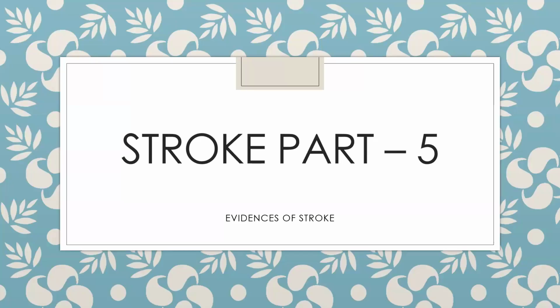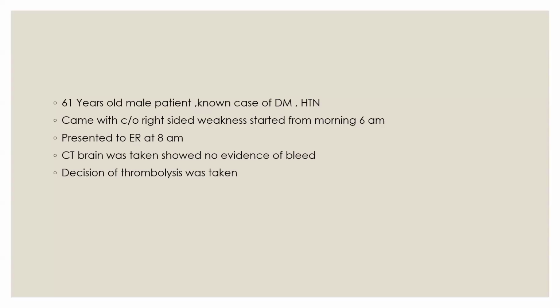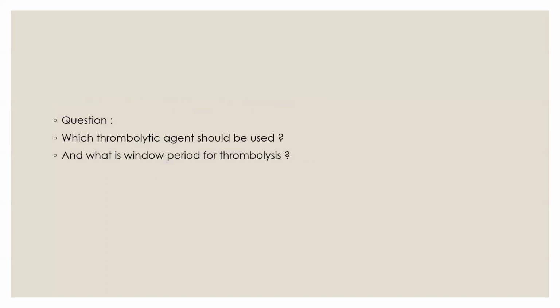Hello, everybody. Today we are going to discuss the evidence on stroke. We have this 61-year-old male patient who was a known case of diabetes mellitus and hypertension. He presented to us with the chief complaint of right-sided weakness that started in the morning at 6 a.m. Then he presented to the ER at 8 a.m. and CT was taken, which showed no evidence of a bleed. So the decision of thrombolysis was taken.